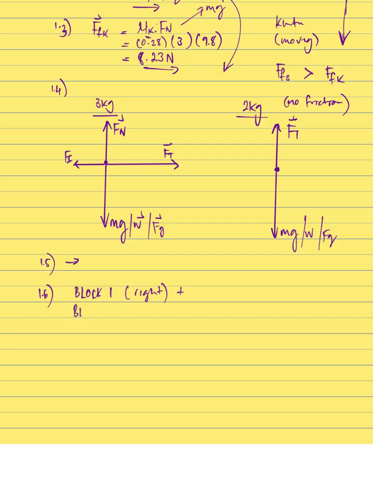For block 2, anything that moves down is considered positive. So that's the first thing that you need to actually write down, because from there we can do calculations and so on.